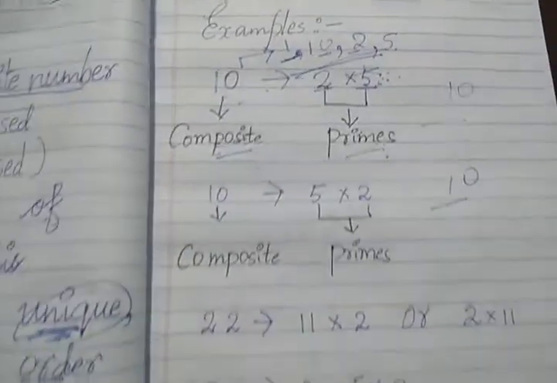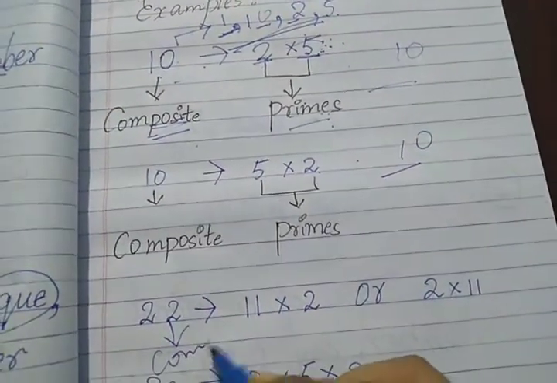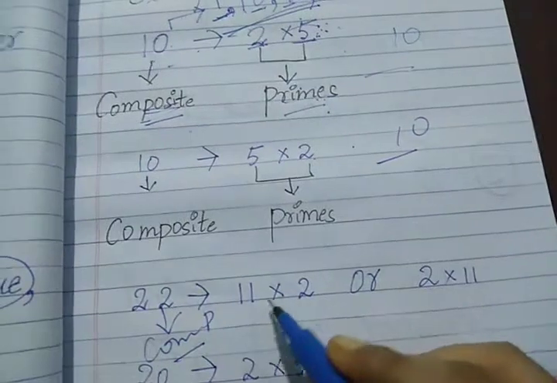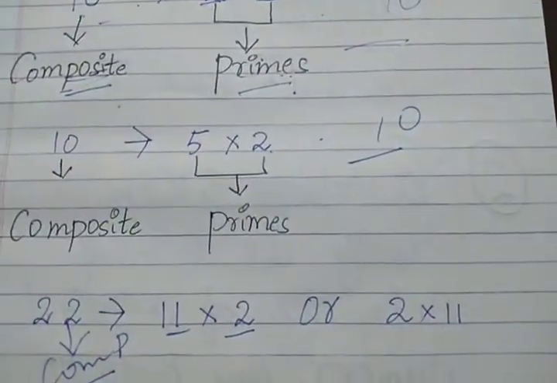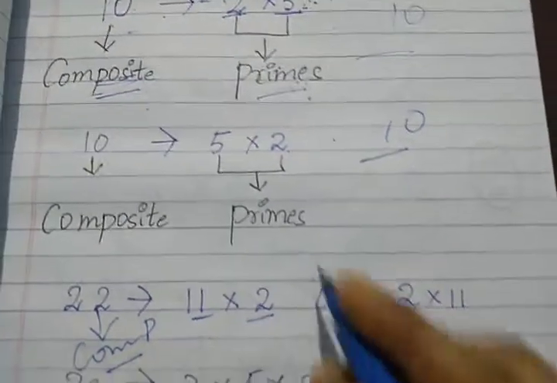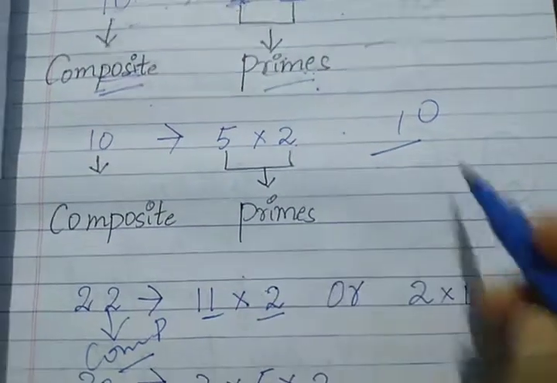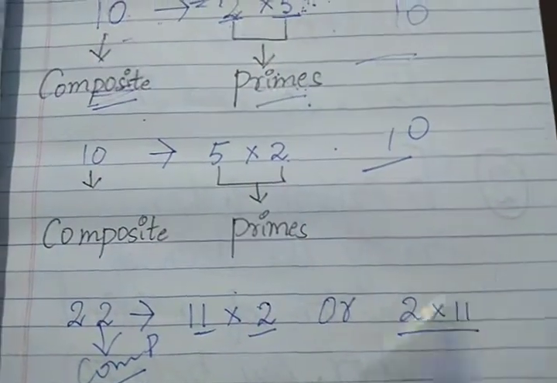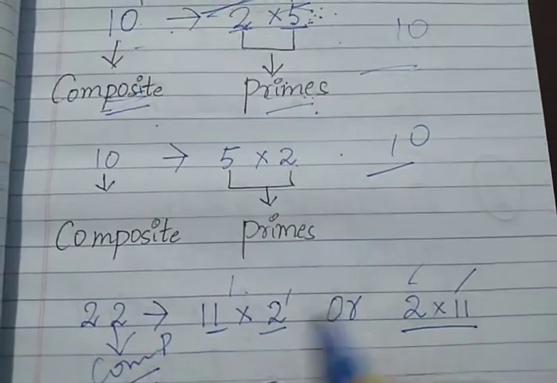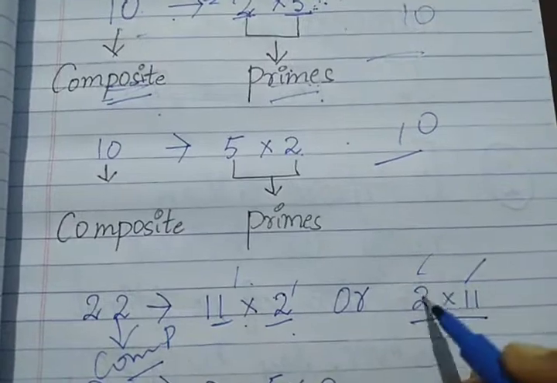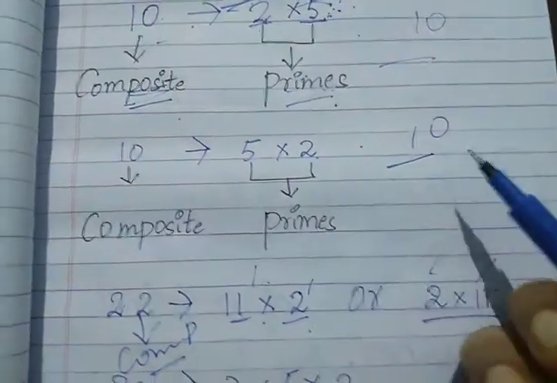Now I'll tell you another example, 22. 22 is a composite number. 11 and 2 are both prime numbers. I have written 22 as 11 into 2. Again, I can express 22 as 2 into 11. Nothing changes, right? Both are primes. Here it's 11 into 2, but here it's 2 into 11. But both are 22, the prime factorization of 22.